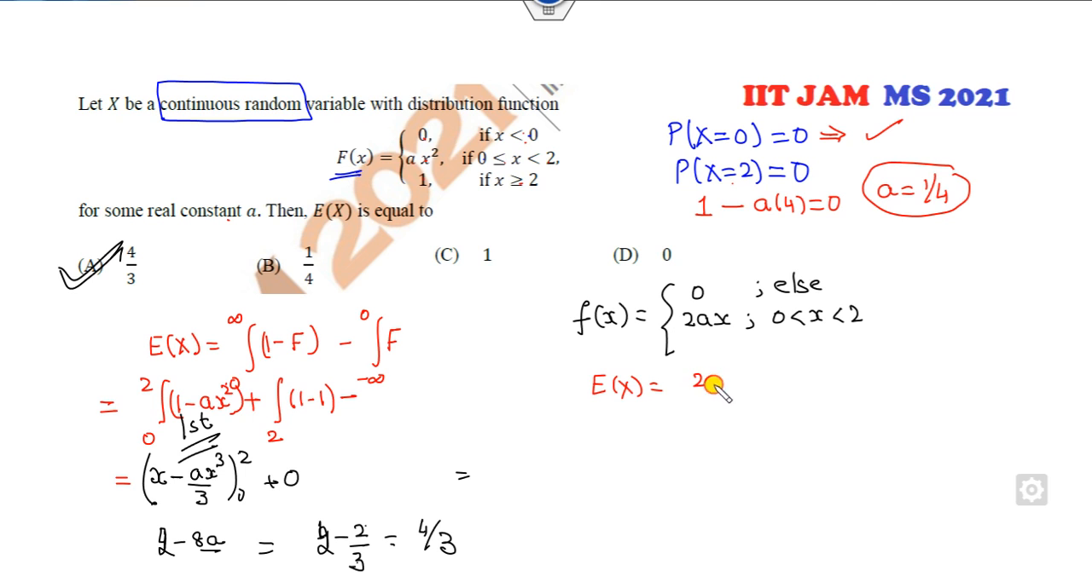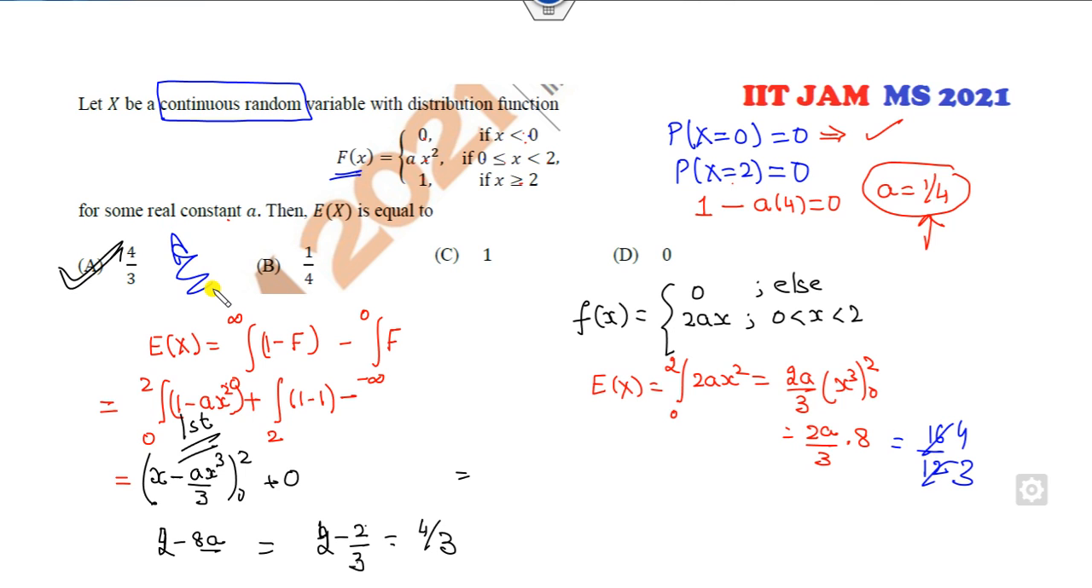X into fx from 0 to 2. So 2a is outside of x cube. So what is that? 2a over 3 into 8. I can substitute the value of a as 1 over 4. So it is 16 over 12, 4 over 3, which is again the right answer of the problem.